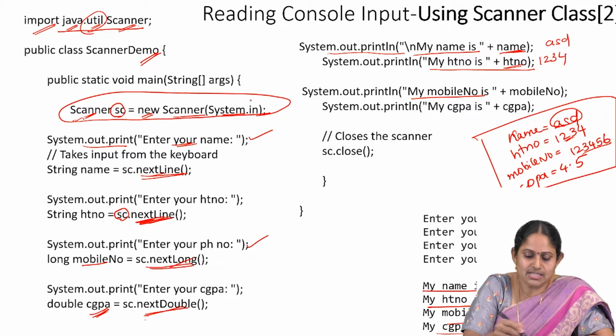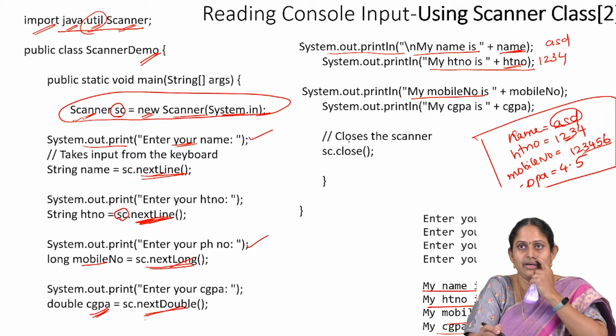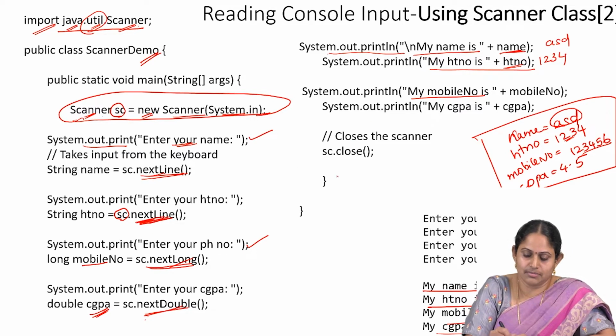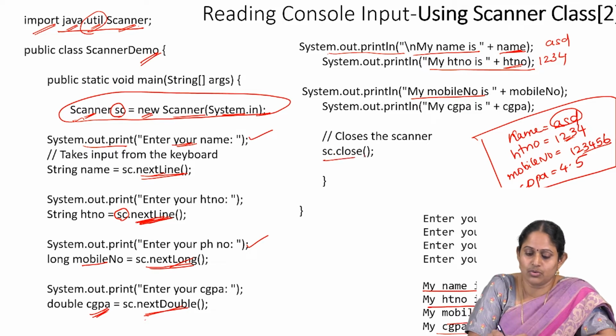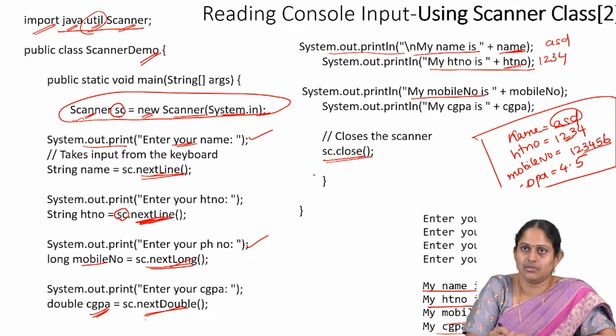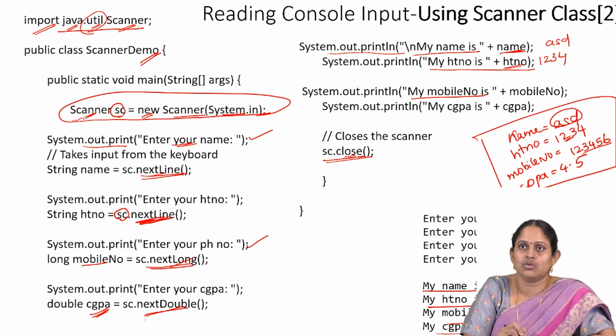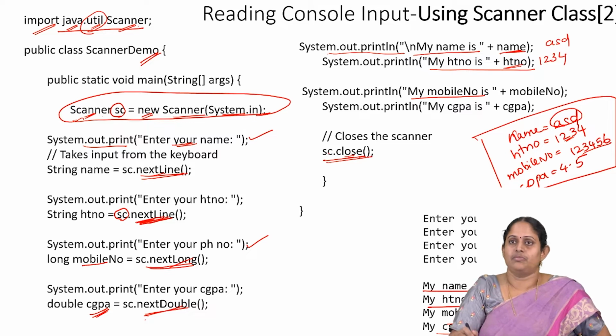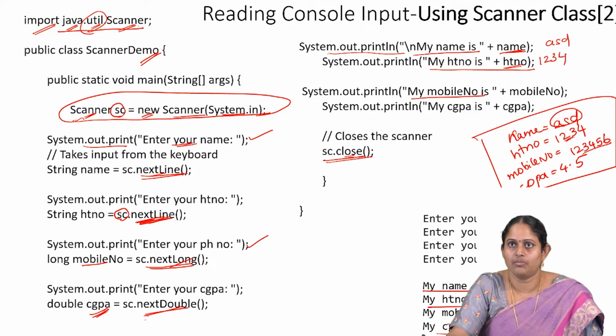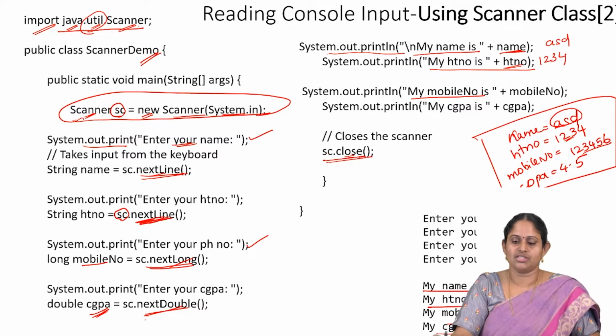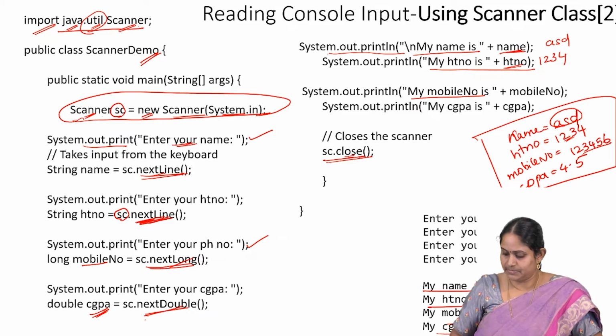Now, once we finish the use of this Scanner class object, you have to close it. This close method is present inside the Closeable interface. So we have to close it using the object. You have to close the object after use. So this is about the Scanner class.